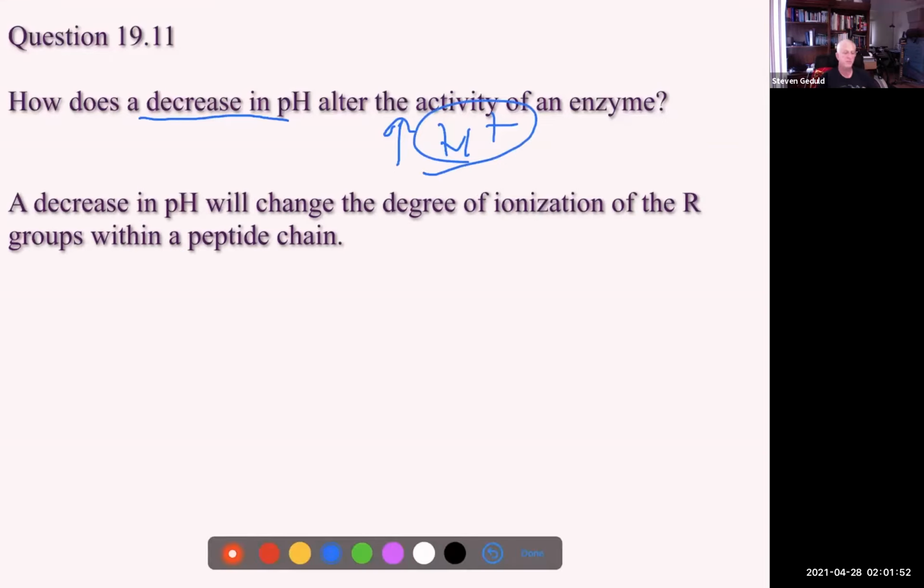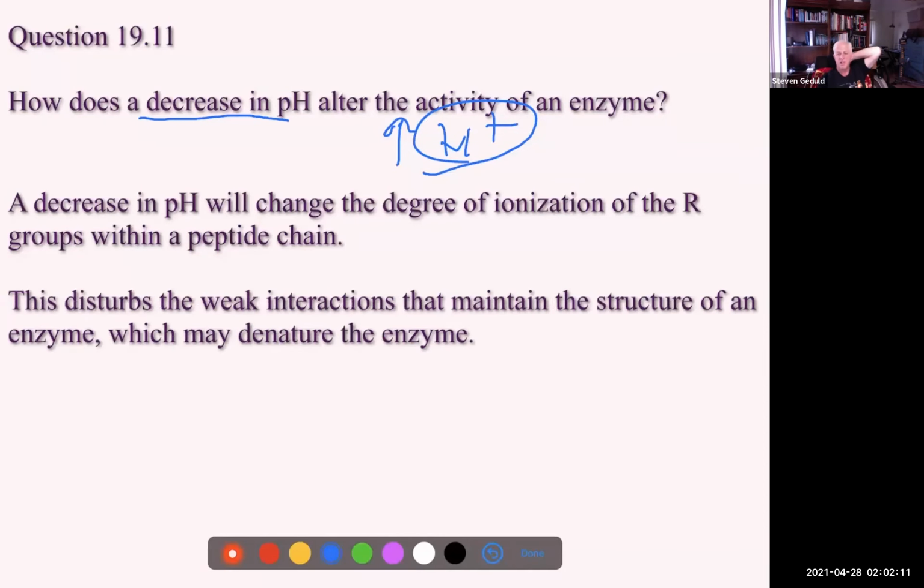Okay? So a decrease in pH will change the degree of ionization. It'll increase the H plus, and the R groups within a peptide. So the R groups are going to change because you put H's on those now, and they're not going to have the same bonding abilities as they did before. This disturbs the weak interactions that maintain the structure of an enzyme, which may denature the enzyme, make the active site not able to bind to the substrate.